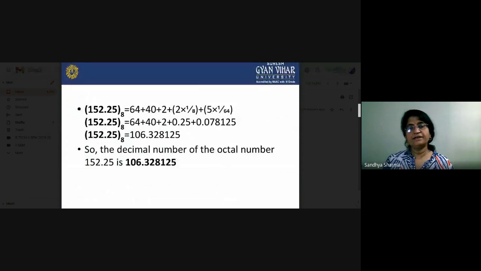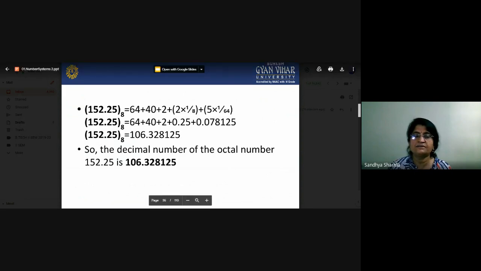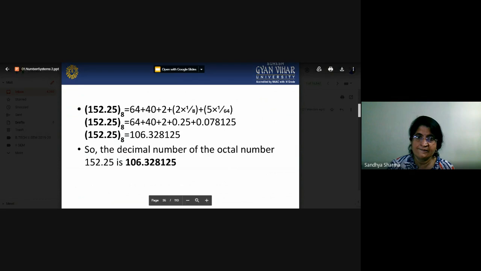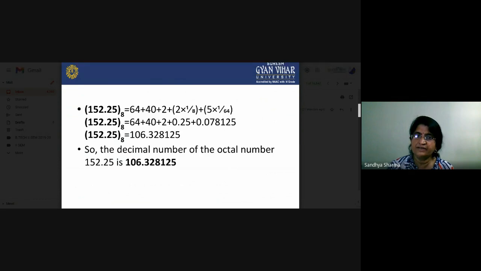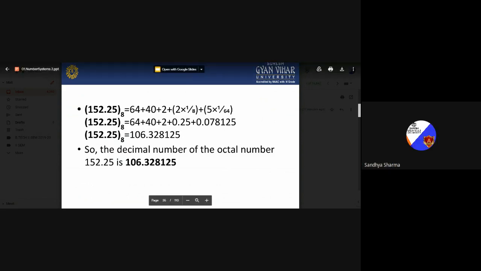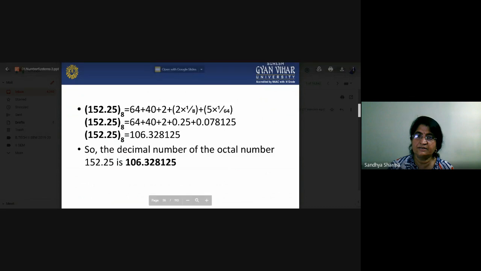If you are given 0.25, meaning a fractional part also, then for the fractional part you can use negative powers. So you can use here 0.25. Again, we can solve it and we can achieve the decimal number. So whatever 152.25 is the octal number, convert it into decimal number. Okay.